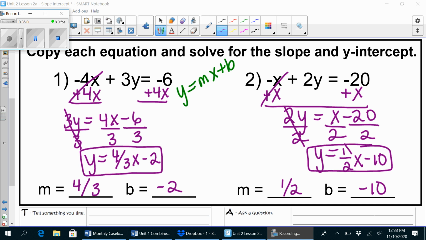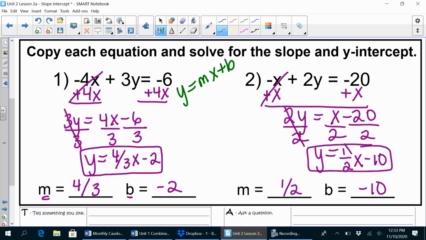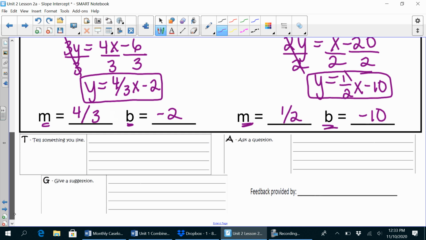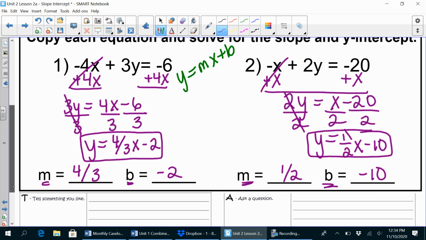Okay, so for these two examples, you'll see that I have the work up, and at the bottom here, I've identified the slope and the y-intercept. At the bottom, where you're doing that tag strategy, we're just going to disregard that for now.